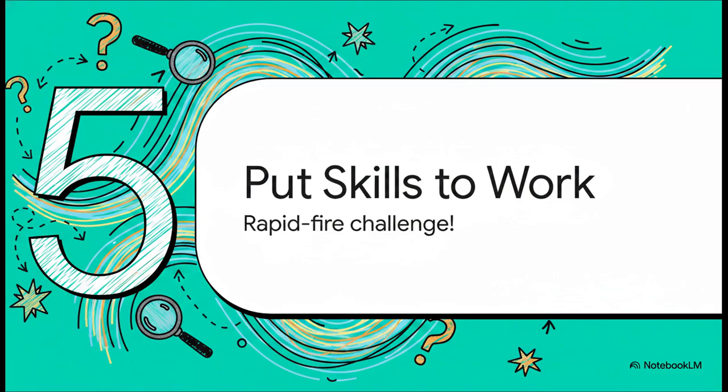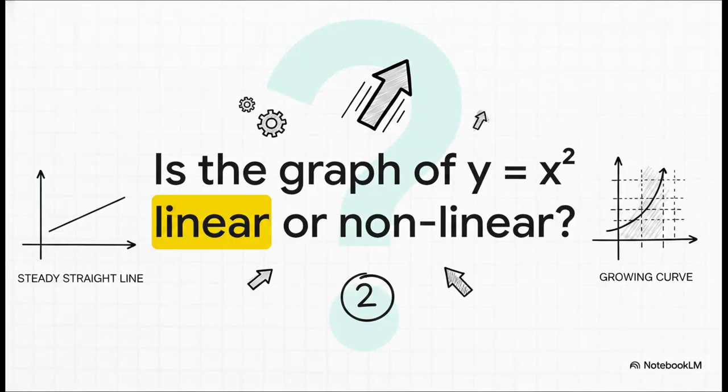Time for a rapid-fire challenge. All right, let's test those brand new curve spotting skills together. Question 1. Think fast about that little exponent we just discussed. What does it do? Does it make a steady straight line, or does it make a growing curve? If you said nonlinear, you absolutely nailed it. That exponent means acceleration, which always means a curve.